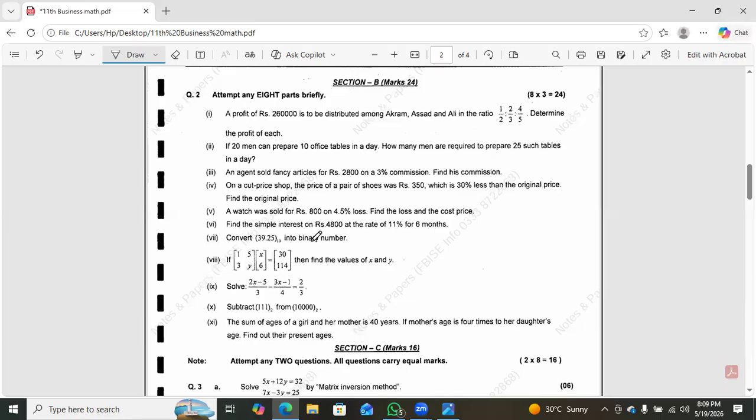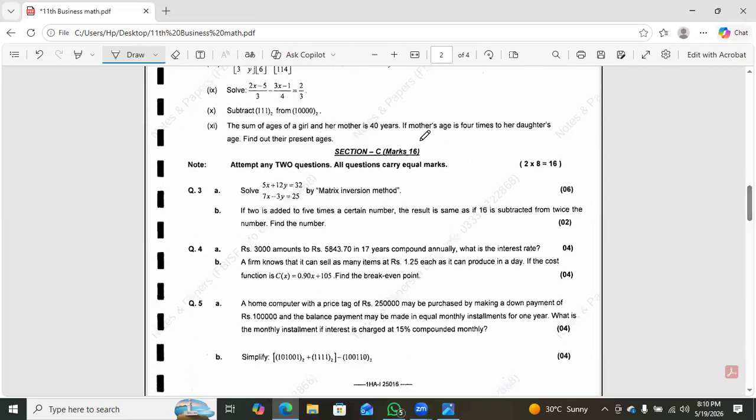Find the simple interest on rupees 4,800 at the rate of 11% for 6 months. Convert 39.25 base 10 into binary number. If this is equal to 30 by 114, then find the values of x and y. You have to figure out the values of x and y. Solve this equation. Subtract this binary number from this binary number. The sum of ages of a girl and her mother is 40 years. If mother's age is 4 times her daughter's age, find out their ages.